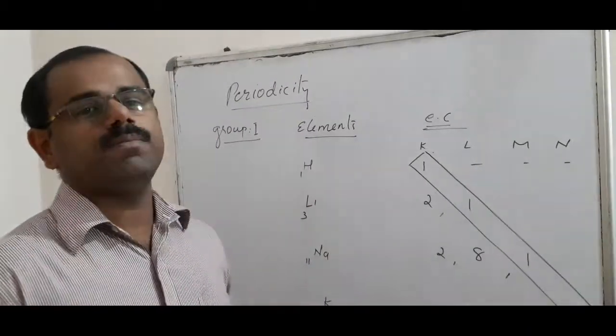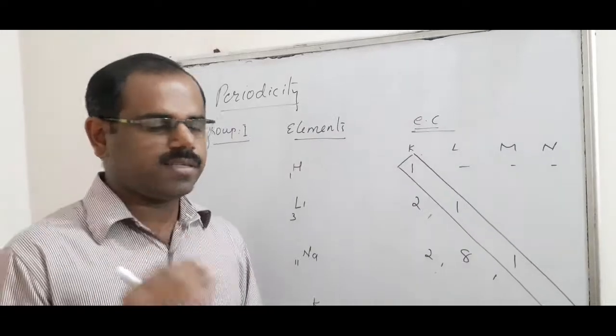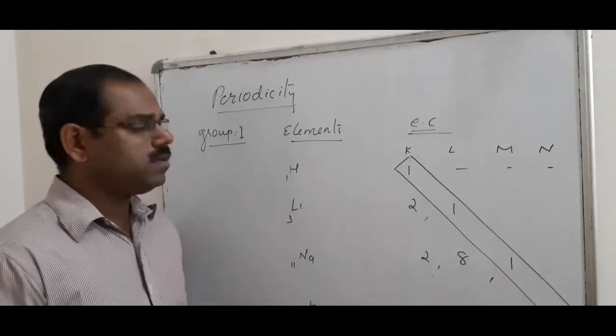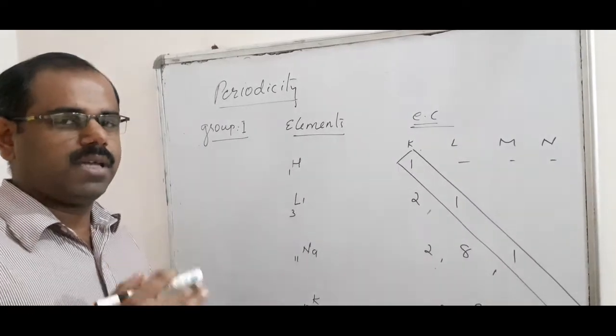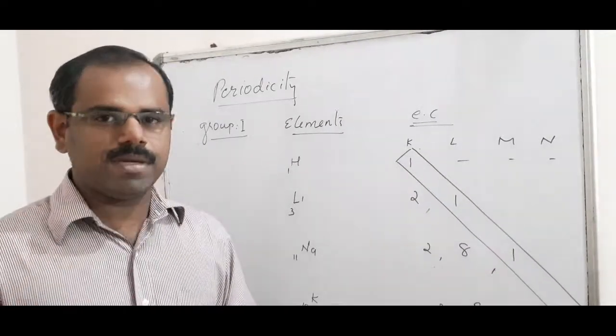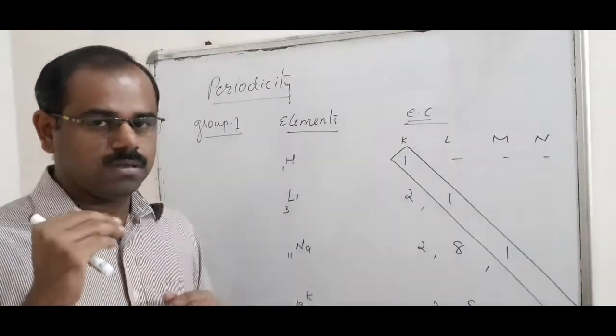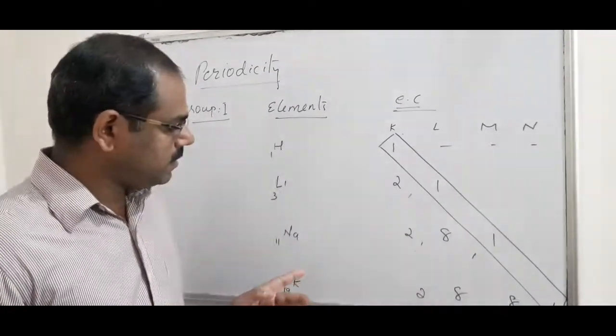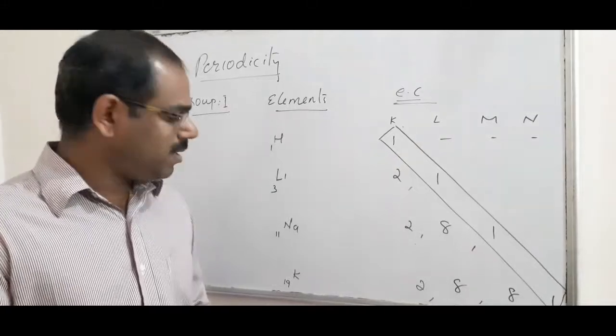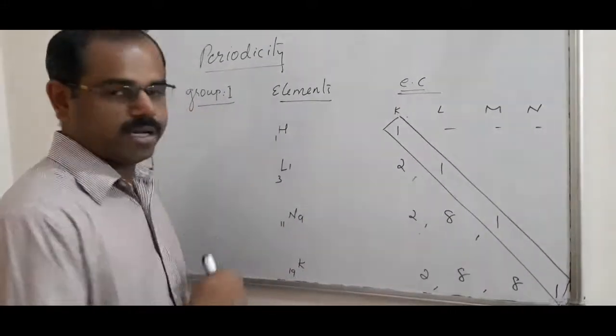Let's see what periodicity is. See an example of group 1 elements. In group 1 the first element is hydrogen. After hydrogen, the next one, 18 elements later, is lithium. That also belongs to group 1. After lithium, 18 elements later is sodium. After sodium, 18 elements later is potassium.